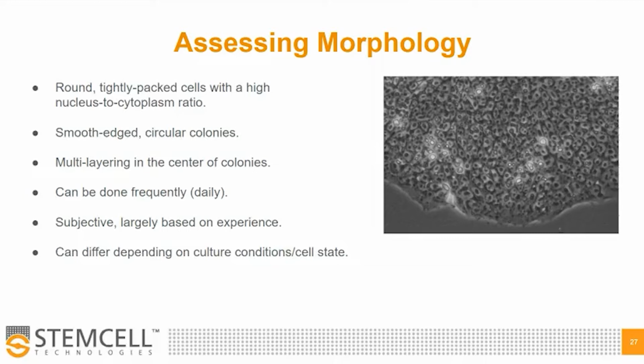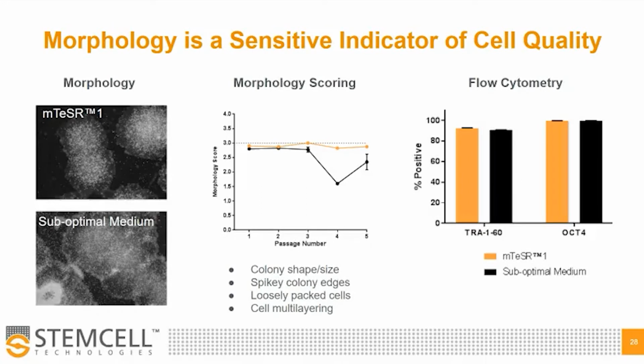However, it is somewhat subjective. One tends to get better at determining the quality of the culture based on morphology with experience. The morphology can also differ depending on the culture conditions or cell state, i.e., feeder versus feeder free conditions or naive versus primed PSCs, for example. However, morphology is a sensitive indicator of cell quality.